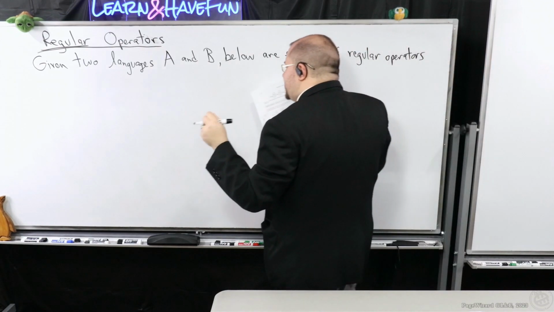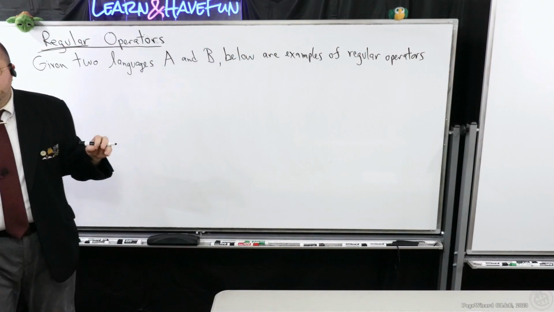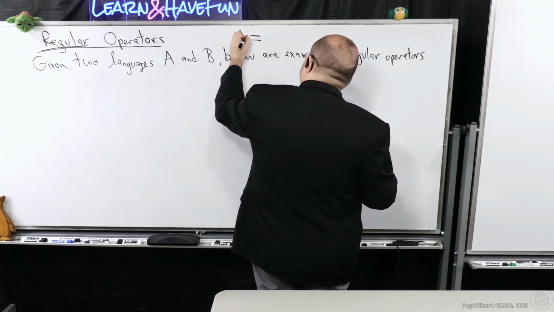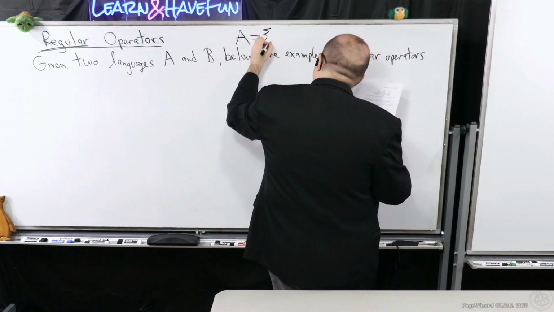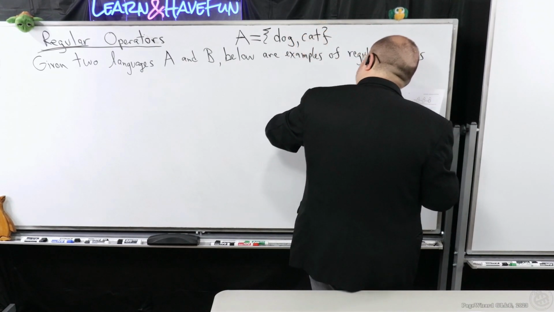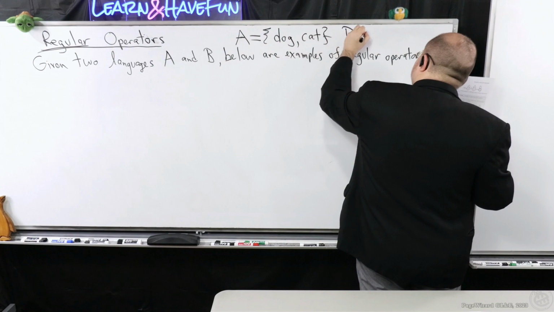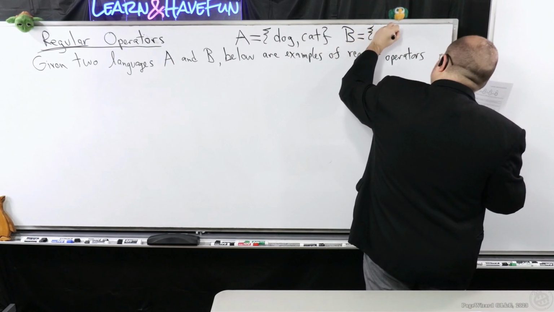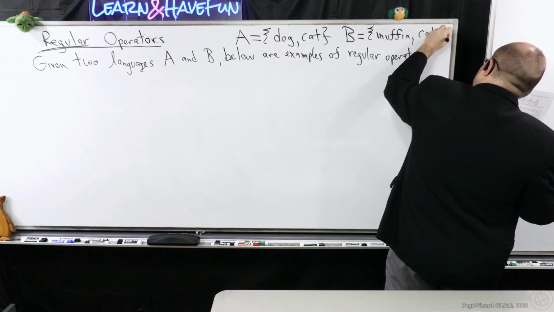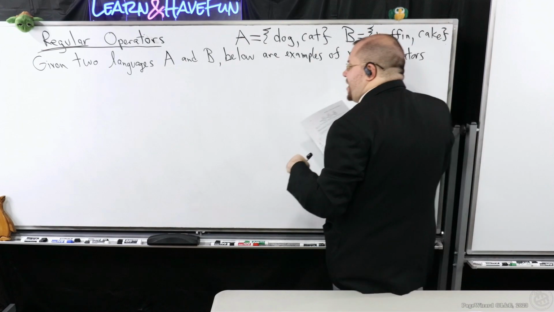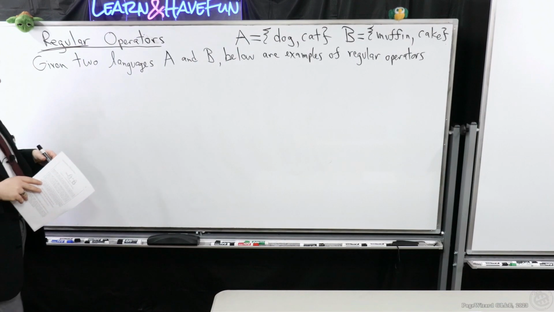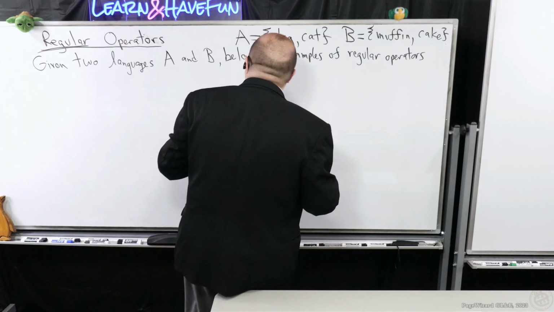For our example here, I'm going to have two languages. I had to pick some fun ones for us. A is going to be equal to the set that contains the strings dog and cat. And B is going to be the set with the string muffin and the string cake. I'm going to presume that these languages are defined using, say, ASCII characters, for example, or it could even be lowercase alphabetical letters.